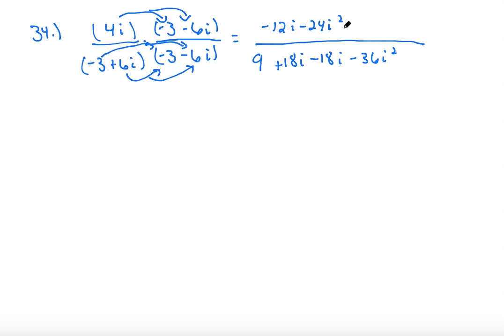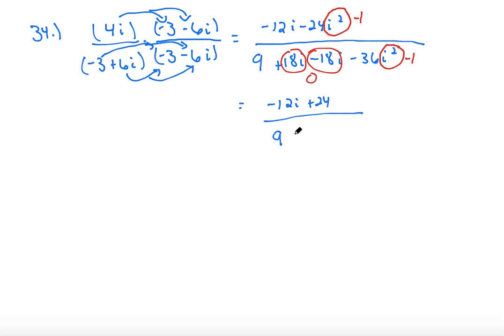Now, simplification here. Remember, i squared is going to become negative 1. So that happens in both spots. And this plus this is going to give us 0. So we have on the numerator negative 12i plus 24. In the denominator, we have 9 plus 36. Continuing to simplify and then rewriting my order, so we have 24 minus 12i in the numerator. In the denominator, we're going to have 44.